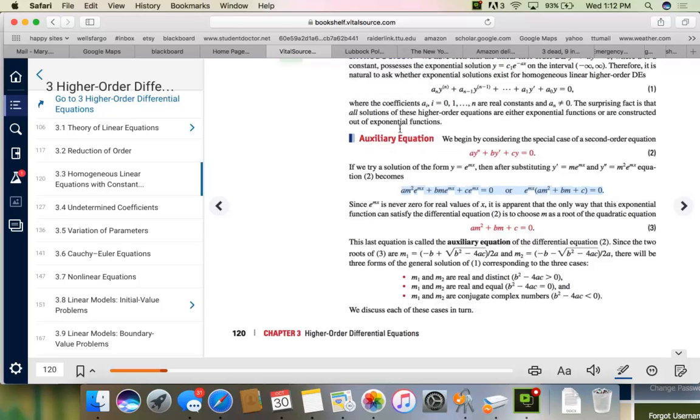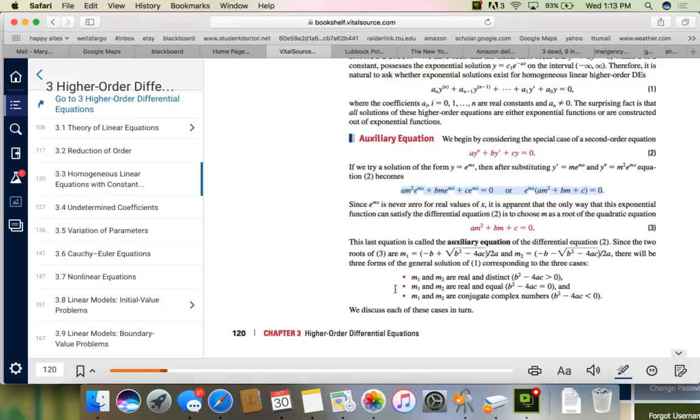First possibility is that m1 and m2 are real and different. The next possibility is that m1 and m2 are real and equal. And the final possibility is that m1 and m2 are complex conjugate pairs. All right, so I just want to say that if you had an even more complicated differential equation, higher order, so third or fourth order, we basically would get the same sets of results.